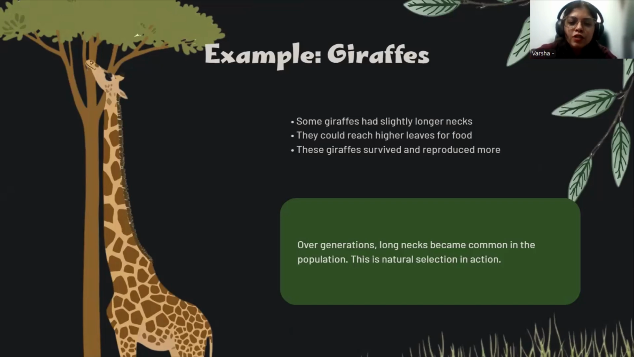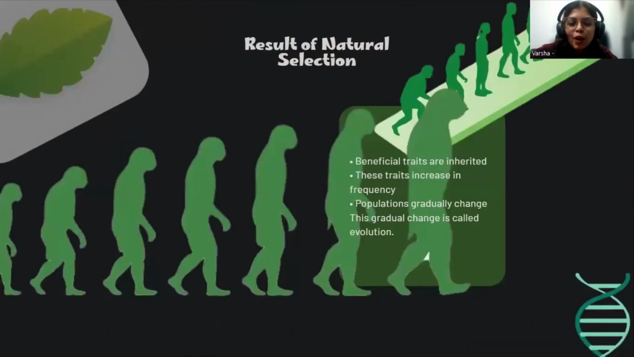Over many generations, the trait of longer neck became more common in the population. This gradual change in the population happened due to natural selection. Because favorable traits are passed on to the next generations, populations slowly change over time. This gradual change in population is what we call evolution.